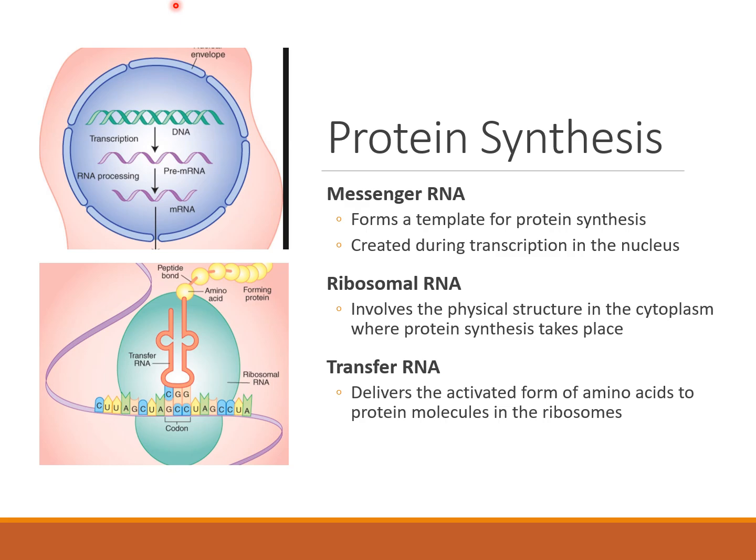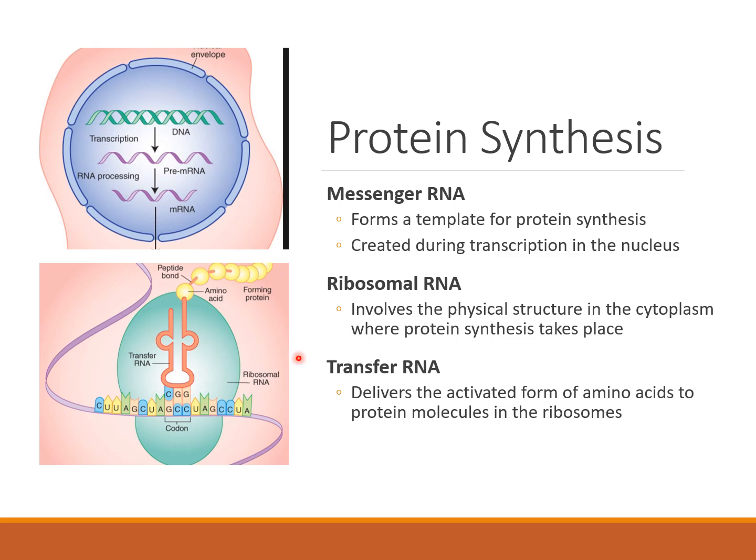So mRNA, or messenger RNA, is like the roadmap for protein production. In this first picture, you can see our double-stranded DNA helix being transcribed within the nucleus of the cell into RNA that is then turned into this messenger RNA, our template for protein synthesis, created during transcription. Then that messenger RNA is going to move out of the nucleus into the cytoplasm of the cell.